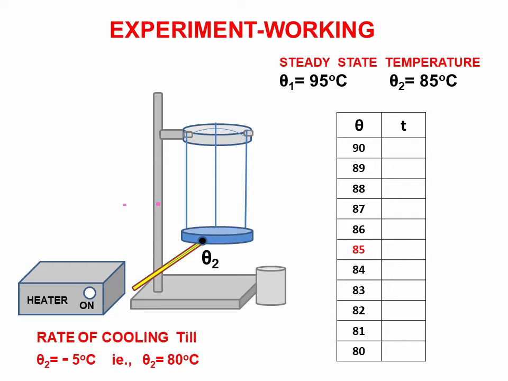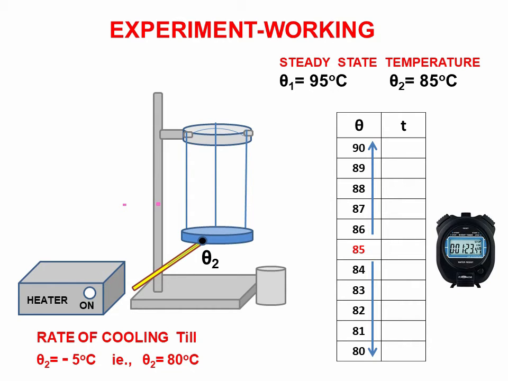See the theta 2 value in red color. There are 5 values above and 5 values below the theta 2 value. To take the rate of cooling, take a stopwatch and be ready to note the time when theta 2 shows 90 degrees Celsius. For 90 degrees Celsius, you have to write 0.